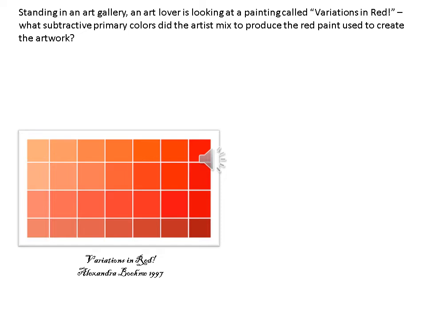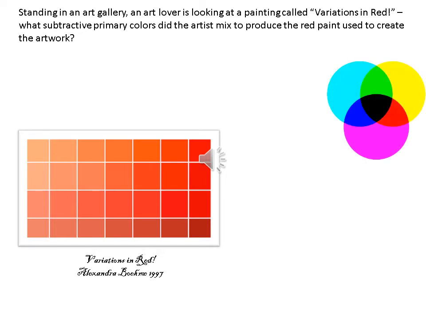Standing in an art gallery, an art lover is looking at a painting called Variations in Red. What subtractive primary colors did the artist mix to produce the red paint used to create this artwork? Since the artist used paint, they used the subtractive color diagram to mix that paint. And we can see on the chart that red is a mixture of yellow and magenta paint. And so that's what they used to mix the red colors.